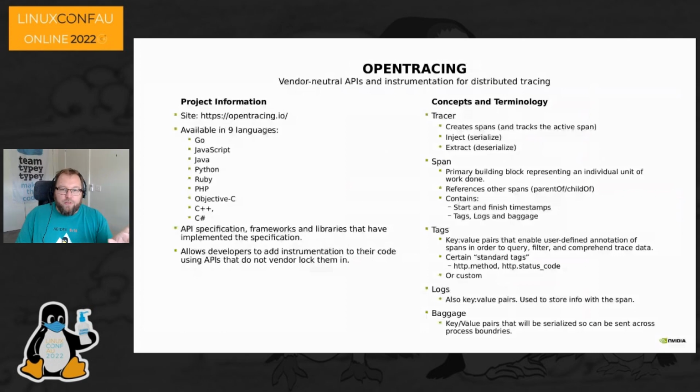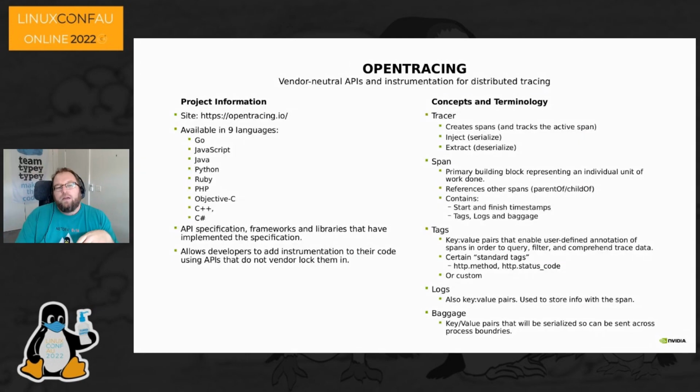So the project information for OpenTracing is opentracing.io. It's available in 9 languages. I obviously use Python because that's what Swift is. Basically it's an API specification, and frameworks and libraries that have implemented that specification, and it allows us as developers, especially open source developers, to instrument our code using APIs that do not vendor lock us in. No one likes vendor locking. But what's even better is if other projects are using OpenTracing, now we can start integrating with each other and start tracing. Let's not think of Swift. Let's see the greater community, the greater open source environment.